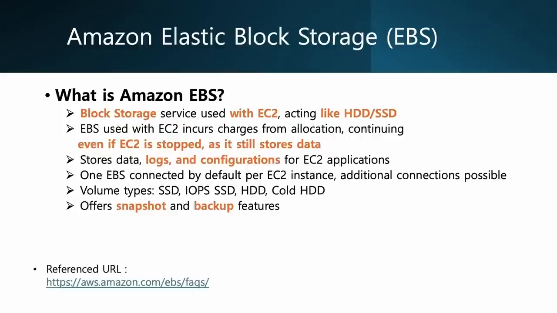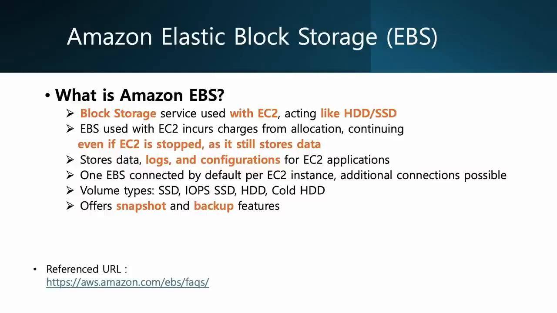Next, let's learn about Amazon EBS, a block storage. EBS is a block storage service used with EC2. Simply put, you can think of it as playing the same role as a hard disk or SSD. When used with EC2, EBS continues to incur charges for the amount allocated because it stores data even when EC2 is stopped. EBS also stores data logs and configuration information for EC2 applications.